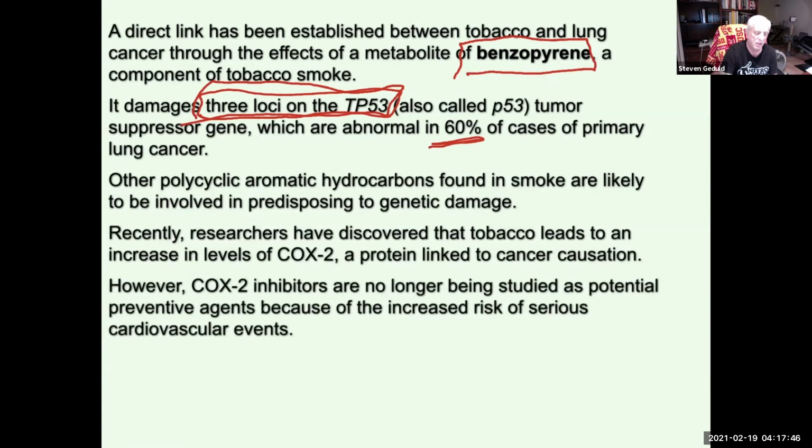COX2 inhibitors are no longer being studied as potential preventive agents because of the increased risk of serious cardiovascular disease. So if we make inhibitors to inhibit COX2, that stops it from causing cancer, but we end up killing the patient with cardiovascular disease. That's what the agents that inhibit it also cause. You can't make the cure worsen the disease.